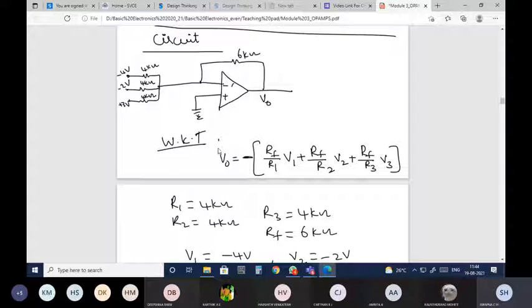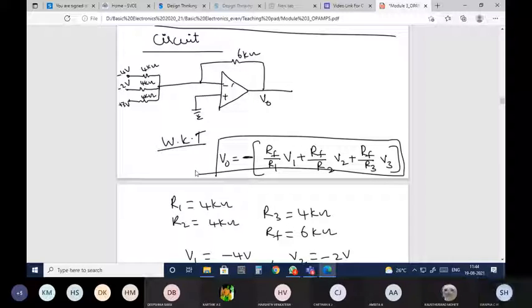Only thing is you need to remember this equation. That is what you need to do. All the equations, not only this, when you take non-inverting amplifier, all the final equations are required. Okay, so why that final equation is?